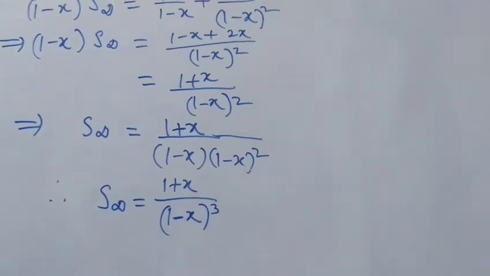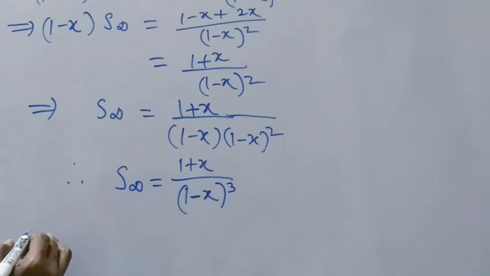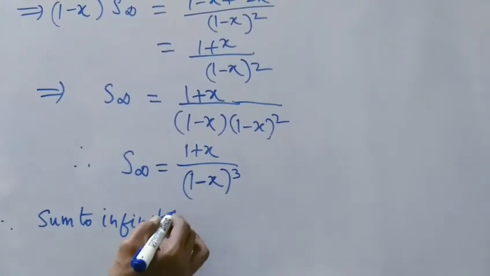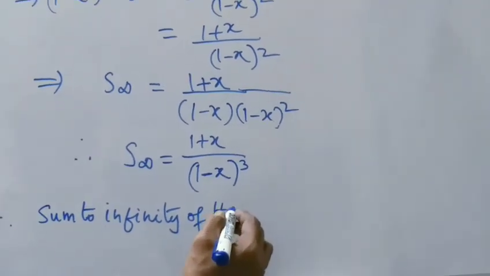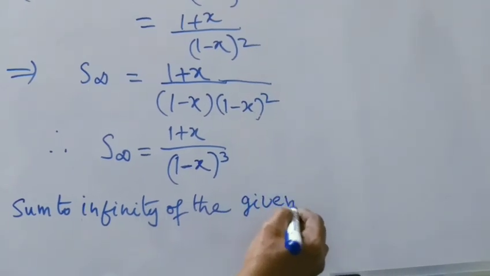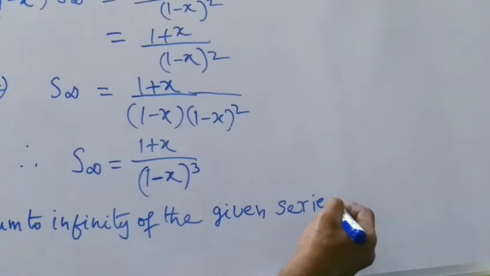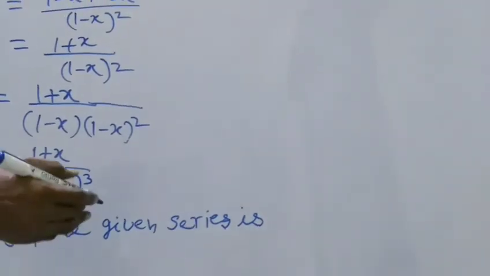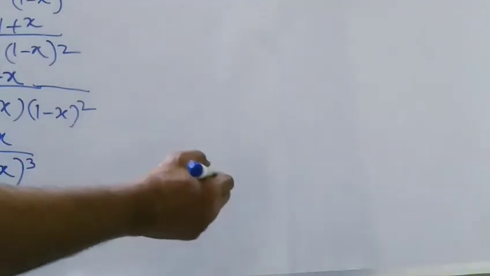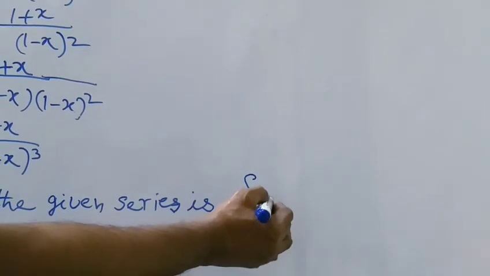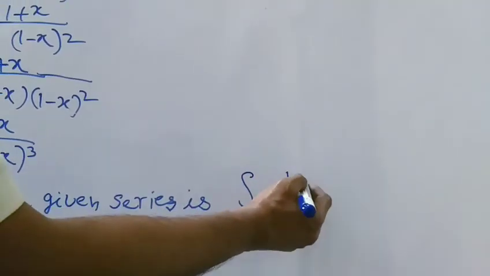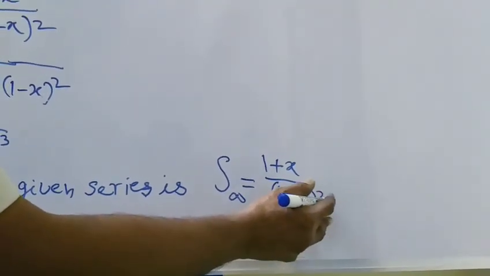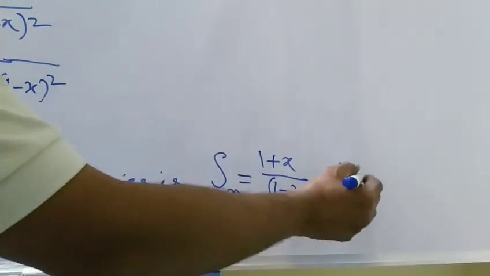Therefore, the sum to infinity of the given series is equal to 1 plus x by (1 minus x) whole cube. This is the required answer.